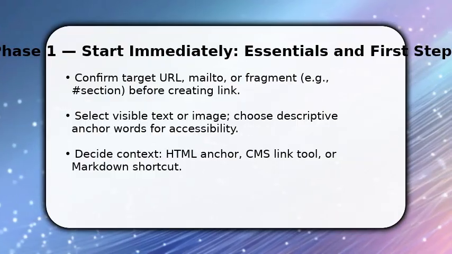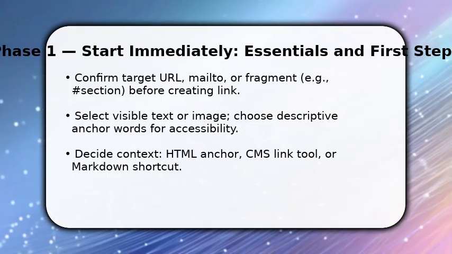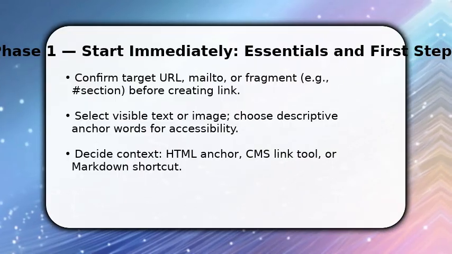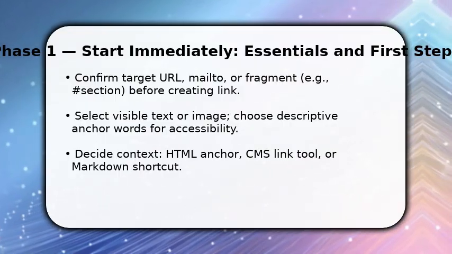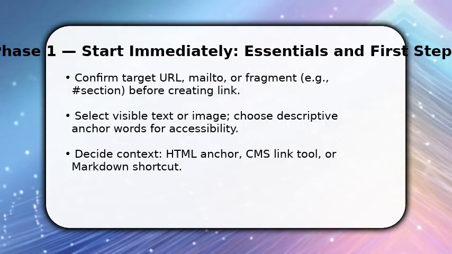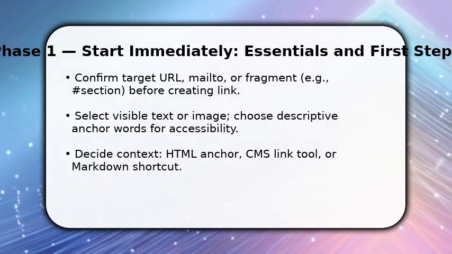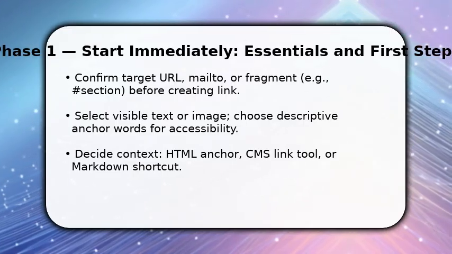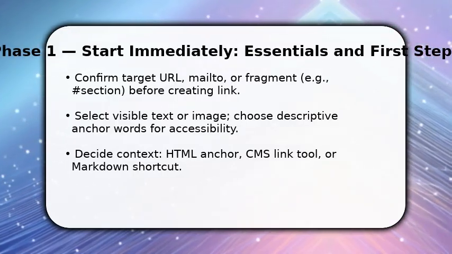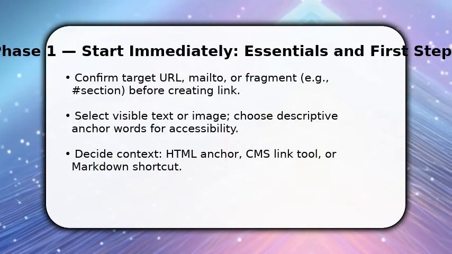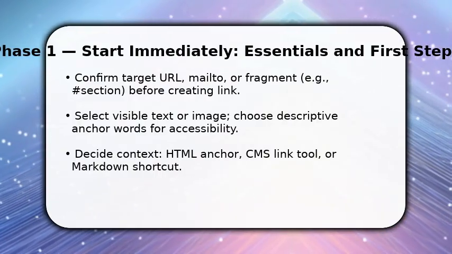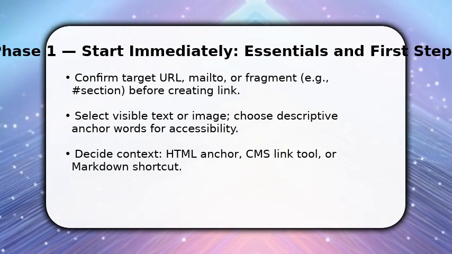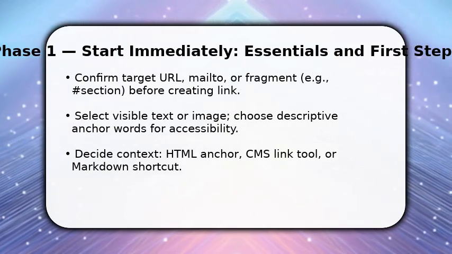You begin by confirming the exact target, a full URL, a mailto, or a page fragment. This matters because browsers handle each differently. Once done, select the visible text or image you want to use as your link and choose descriptive words so screen readers can interpret it. Now decide your method. HTML anchor tags in code, your content management system's link button, or a markdown shortcut. Then proceed to insert the target immediately to avoid broken links later.